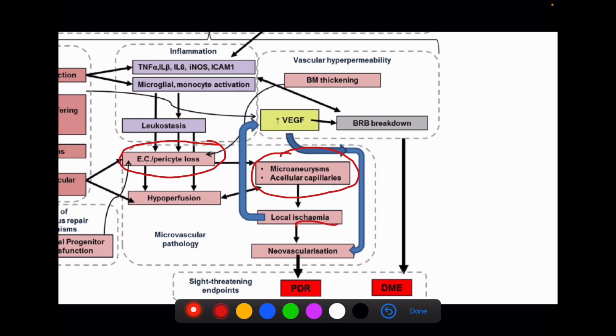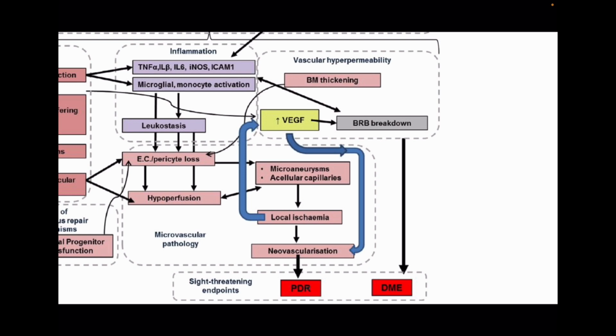Ischemia then leads to the formation of increased VEGF and also neovascularization. So what VEGF does is it also causes the breakdown of the blood retinal barrier, and due to neovascularization there is advancement into proliferative diabetic retinopathy. Now, because of this breakdown in the blood retinal barrier, there is ultimately diabetic macular edema. So that was the vascular component.